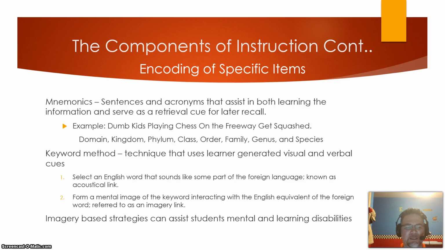Another method is the keyword method, a technique that uses learner-generated visual and verbal cues. Step 1: select an English word that sounds like some part of the foreign language, known as the acoustical link. Step 2 is to form a mental image of the keyword interacting with the English equivalent of the foreign word, referred to as an imaginary link. Imagery-based strategies can assist students with mental and learning disabilities.